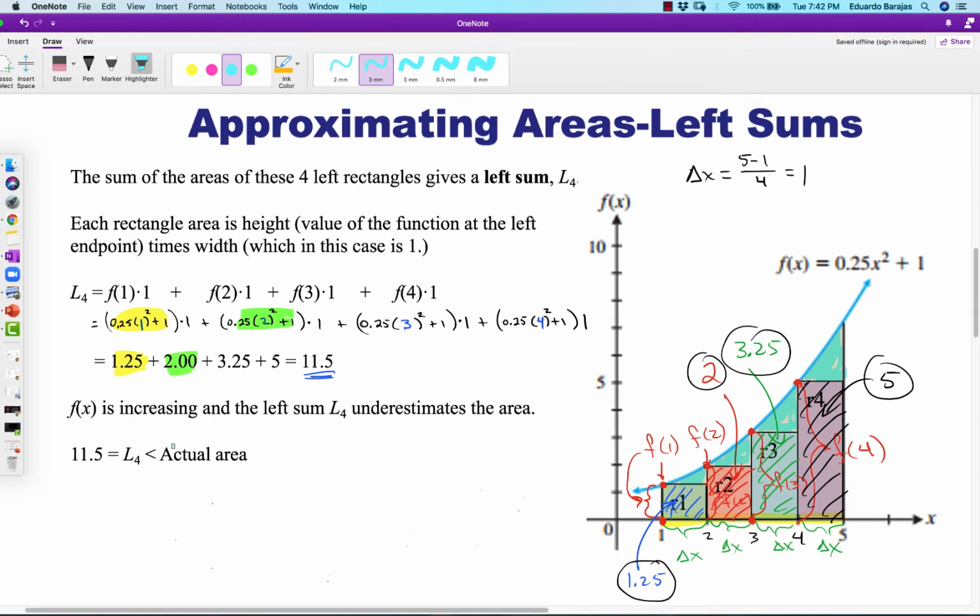So the actual area, as we can see, is going to be a little bit bigger, and that's because the function is increasing. When the function is increasing and you're using left-end estimates, it's always going to be the case that your rectangle is going to end up being a little lower than the actual area that you want to estimate. So you're going to always underestimate it a little bit, right? So f of x is increasing, and the left sum L sub 4 estimates the area. So 11.5 is equal to L sub 4, which is definitely less than the actual area.